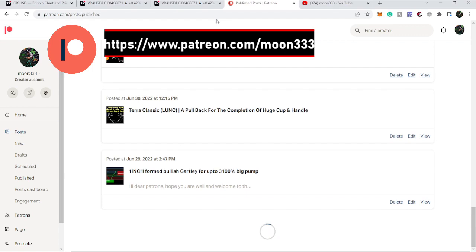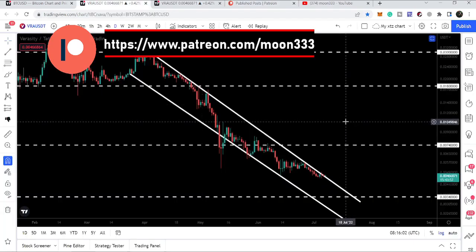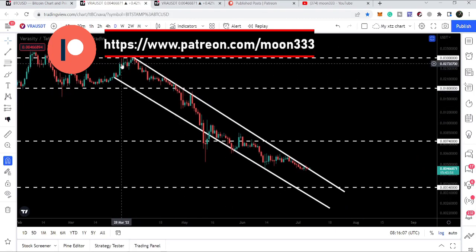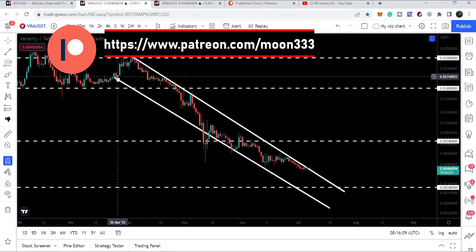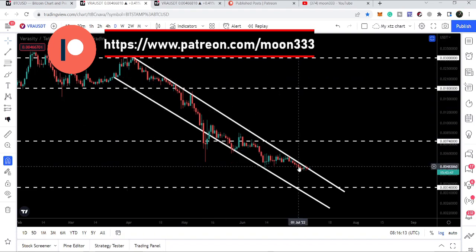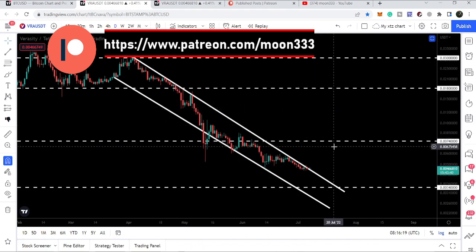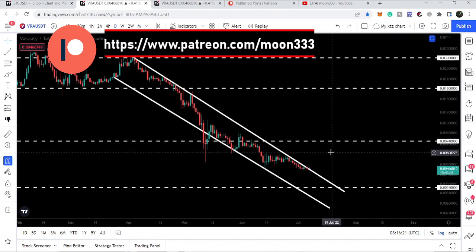So let's start the analysis, and let me begin with this daily time frame chart. In my last video, we were watching that Verasity formed this down channel, and the formation started back here on 25th of March. So far, Verasity is not able to break out the resistance of this down channel, and we are also moving under the resistance of $0.0074.